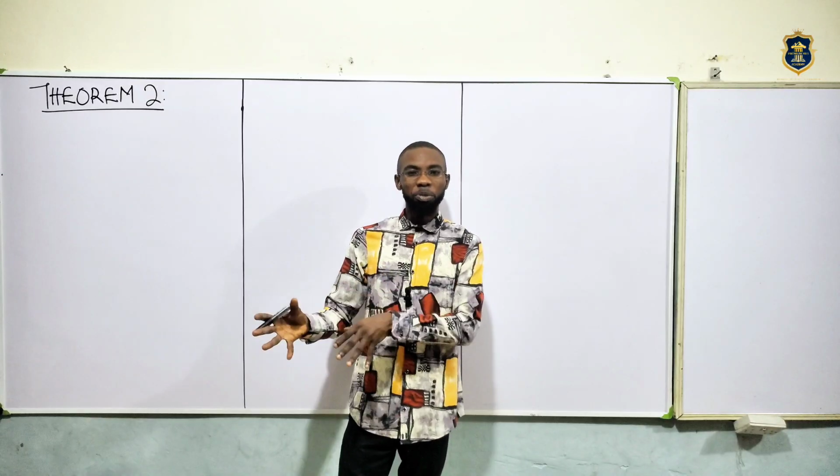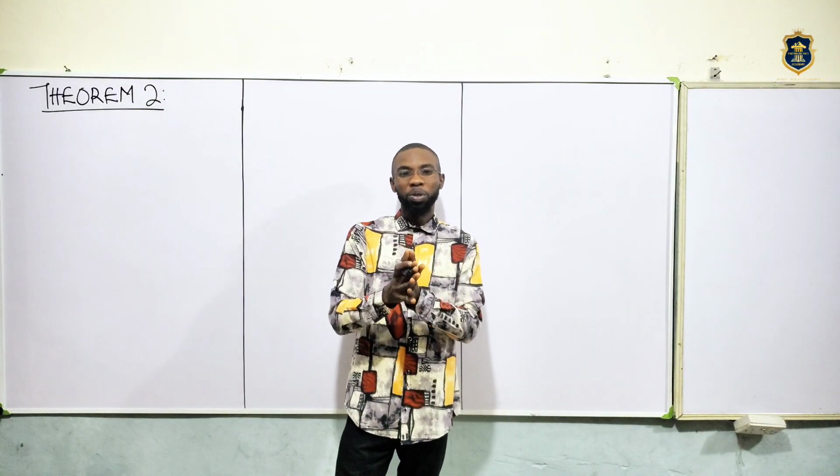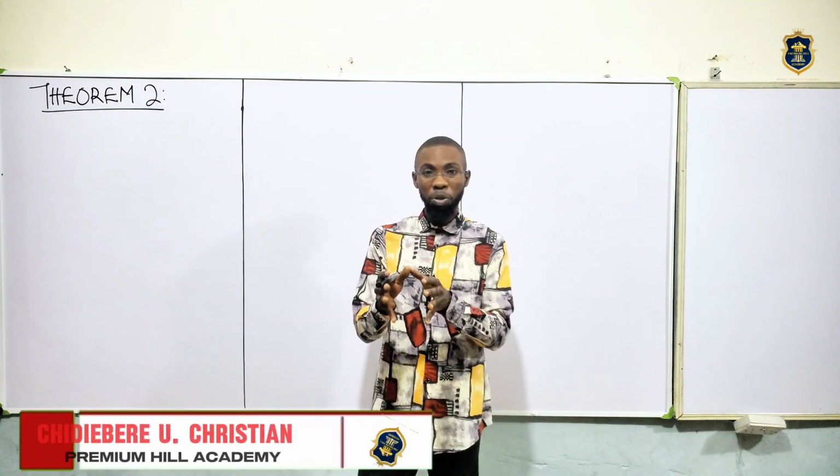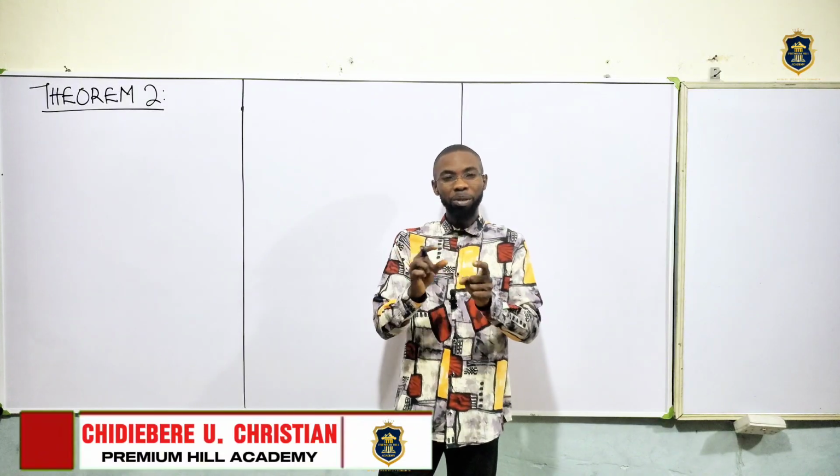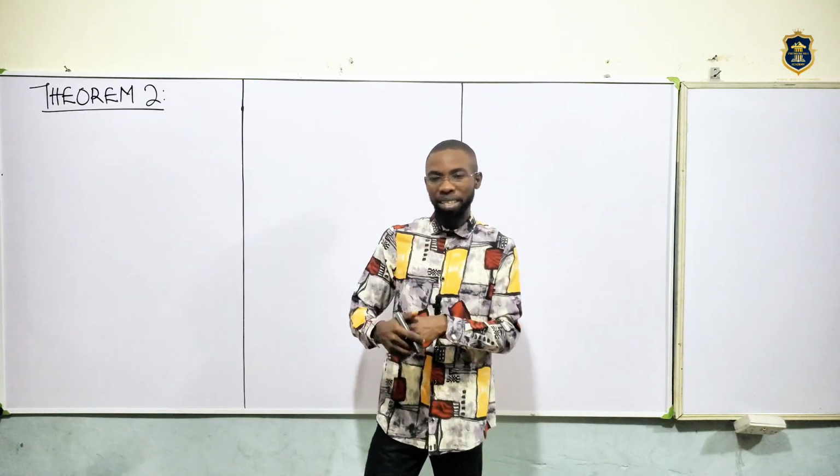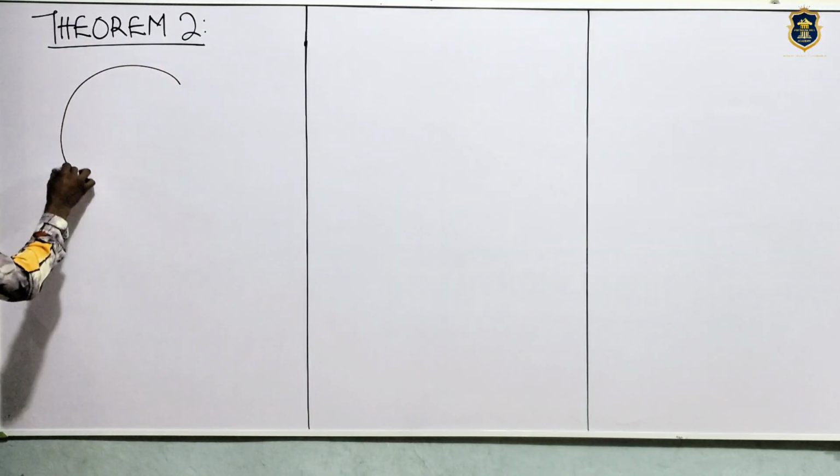Alright guys, let's look at Theorem 2 as regarding second theorem questions, right? Theorem 2, it's a very simple theorem. I'm going to be showing you a simple step on how to understand how Theorem 2 works. Come with me guys. For instance, we have a circle like this, right?